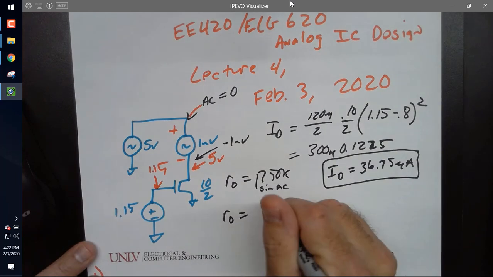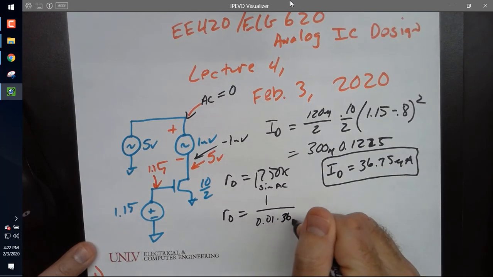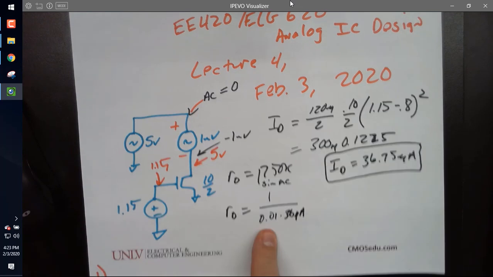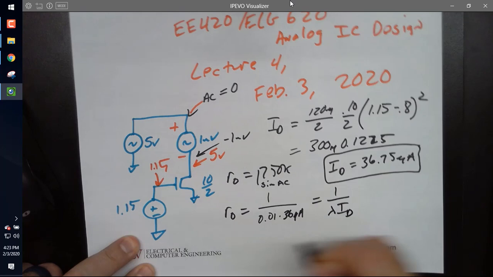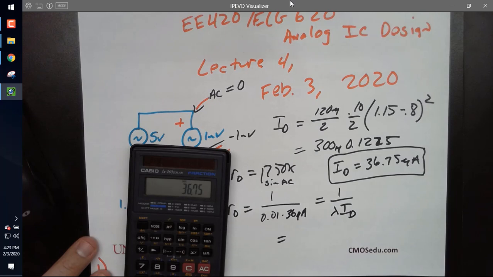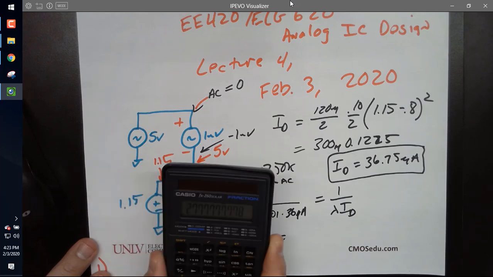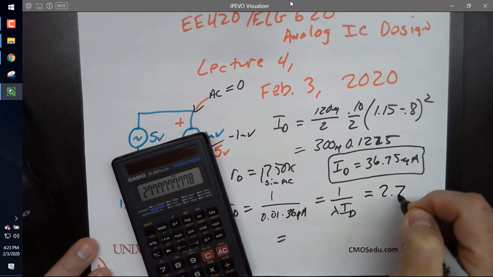All right, so I'm just going to calculate. 1 over 0.01 times 36 micro. Anybody agree with that? So what is the 0.01? Lambda. So let's see what we get doing hand calculations. 36 E6, change sign, times 0.01 equals, shift 1x. All right, what is that? That's 2.7. So between the two extremes.